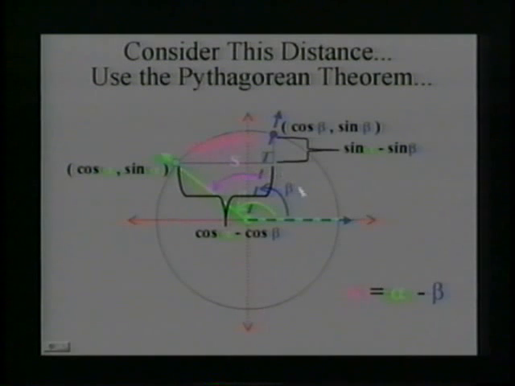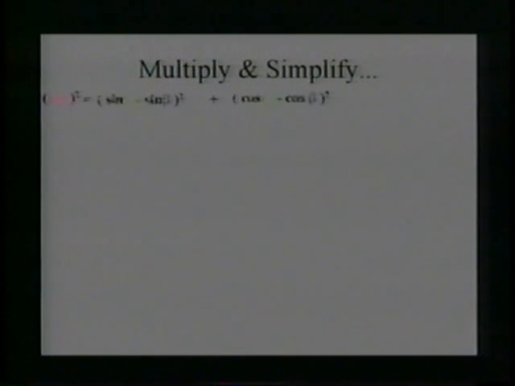Okay, that leg there. Oof. Okay, well, we got to use the Pythagorean theorem. So distance squared is going to equal this leg squared plus this leg squared. That's a theorem that we could use, couldn't we? We sure could. Okay, let's try it. Sine of alpha minus sine of beta plus cosine of alpha minus cosine of beta squared is what distance squared equals. Okay, well, let's try and simplify this.